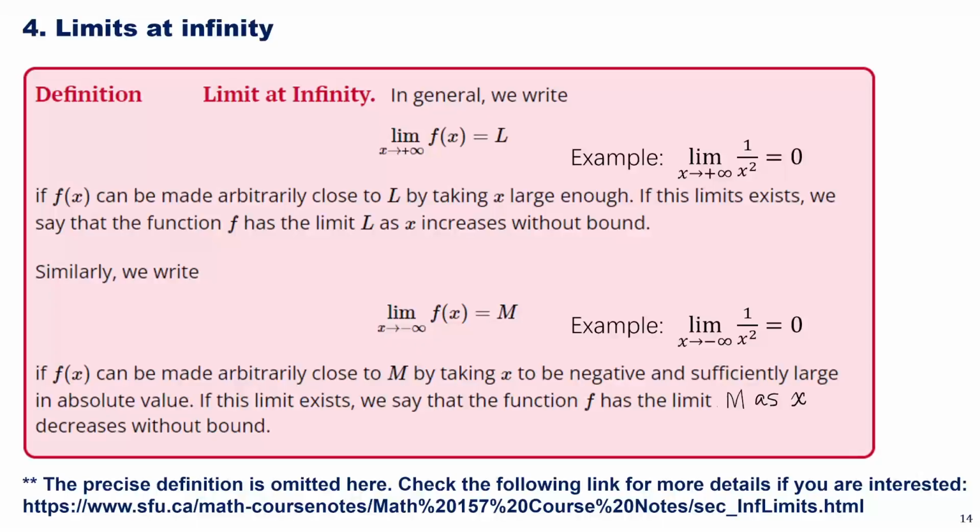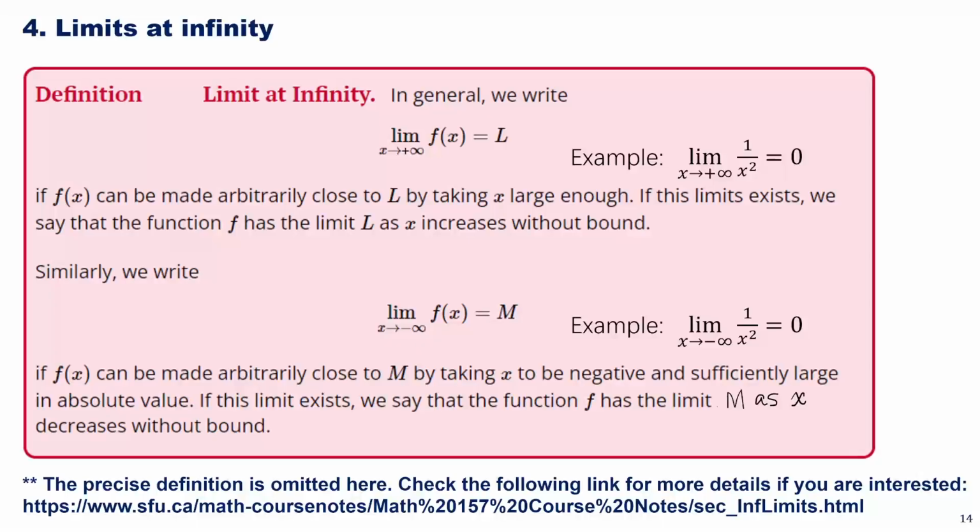For example, if we consider this function here, we can say the limit of the function 1 over x squared when x approaches positive infinity equals 0. You see that? Because when x approaches positive infinity, x squared will approach positive infinity, right? So 1 over x squared will approach 0.